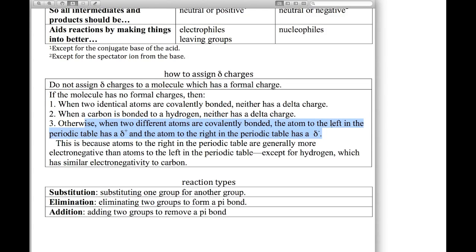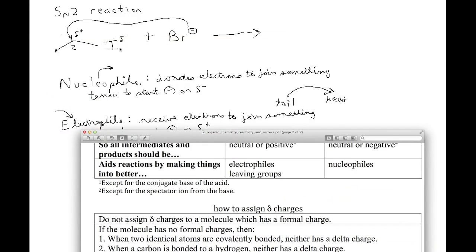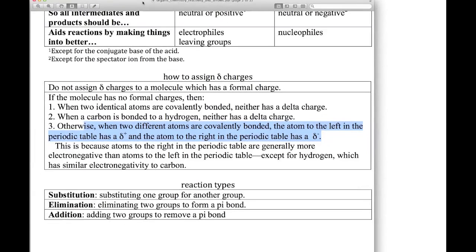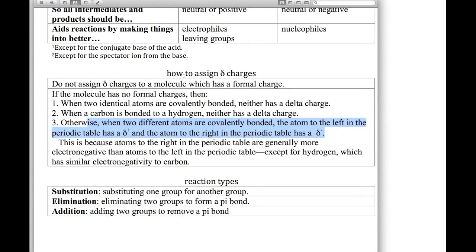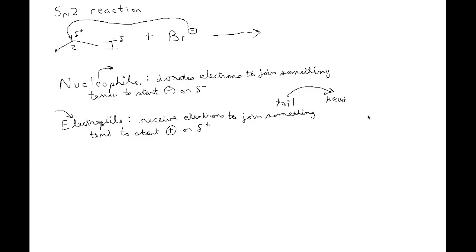The atom to the left gets the delta positive, and the atom to the right gets the delta negative. Iodide is to the right of the carbon, so it gets the delta negative, and the carbon gets the delta positive. For organic chemistry, it doesn't really matter very much what row you're in. For organic chemistry, only the column is really important for assigning the delta positives and the delta negatives. Okay, so that's our rule.